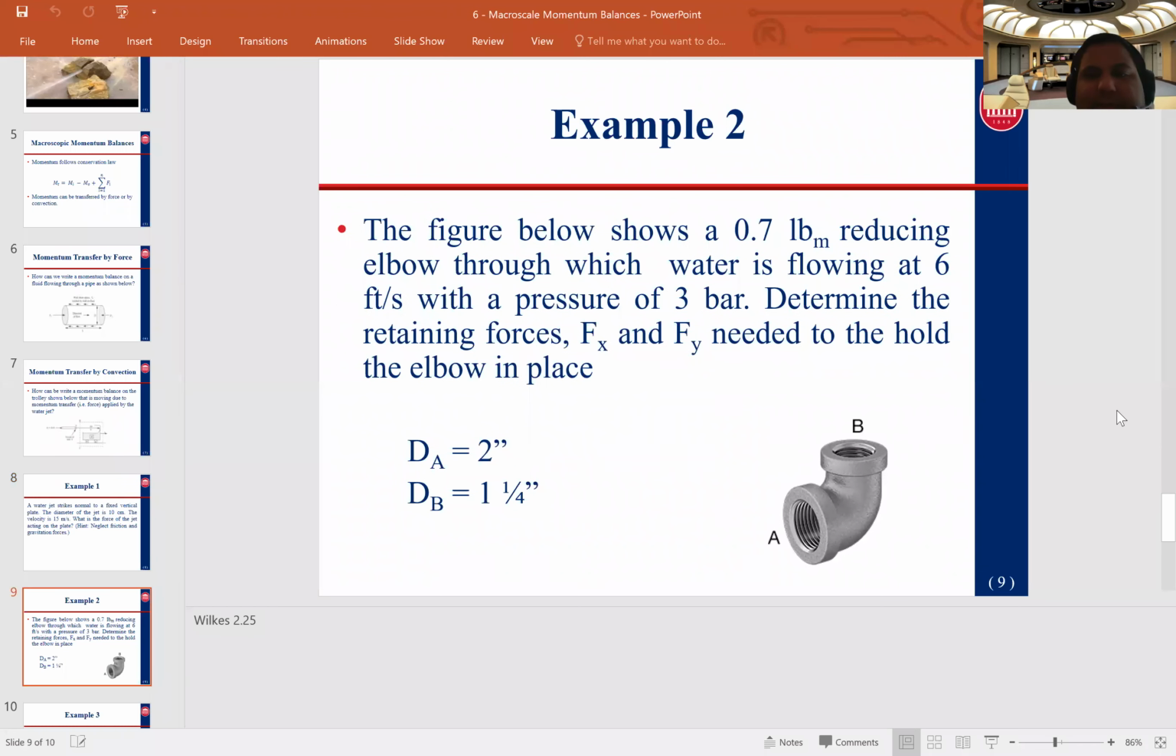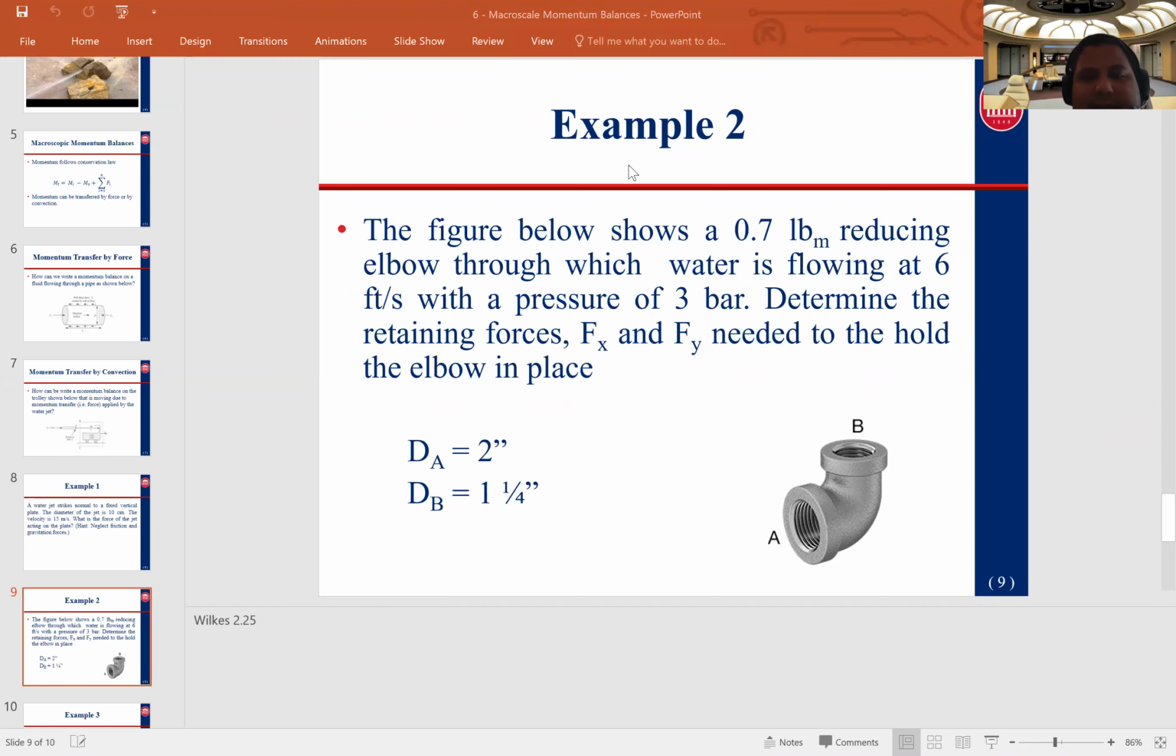In this example, we have a reducing elbow through which water is flowing in at 6 feet per second with a pressure of 3 bar. So the question is, identify the retaining forces necessary to hold the elbow in place, assuming the inlet diameter, d sub A, is 2 inches, and the outlet diameter, d sub B, is 1¼ inches.